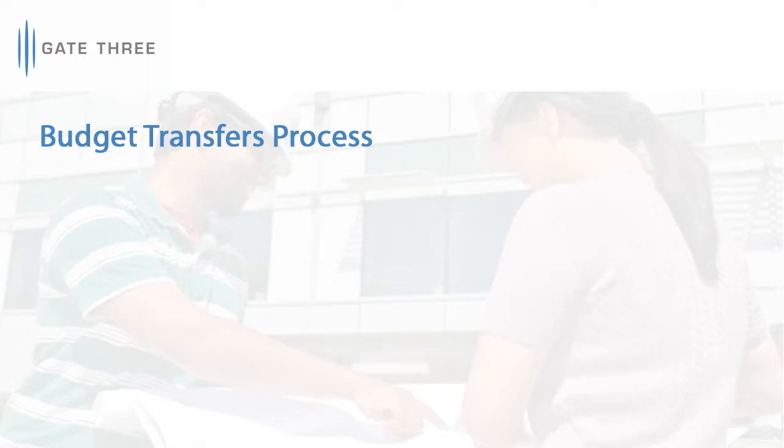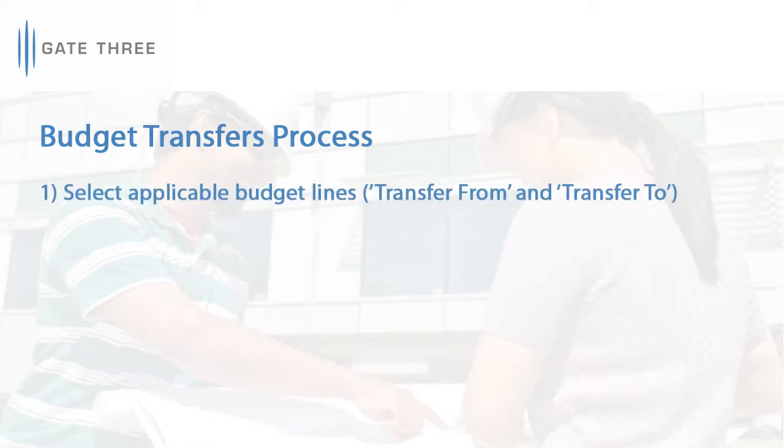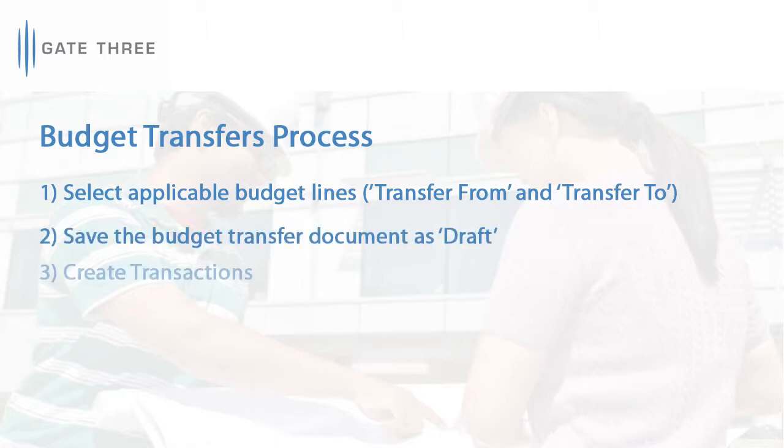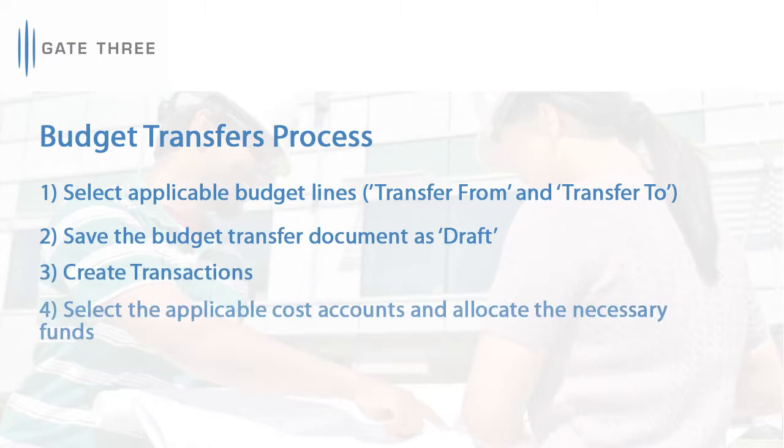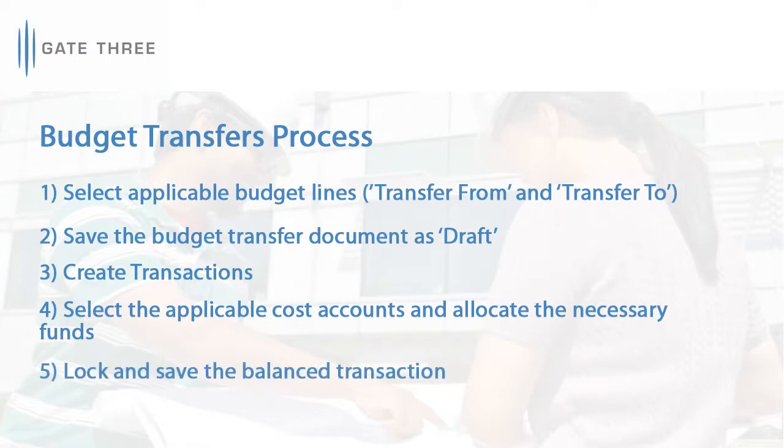The budget transfer process consists of selecting multiple budget lines, identifying the transfer from budget line and the transfer to budget line, and then creating a transaction with the specific cost accounts and allocating the appropriate money into the cost account. Once the transaction is balanced and the transfer from amount is equal to the transfer to amount, the transaction can be locked and then saved by submitting the transaction for review and approval if workflow is applicable. This completes the budget transfer process.